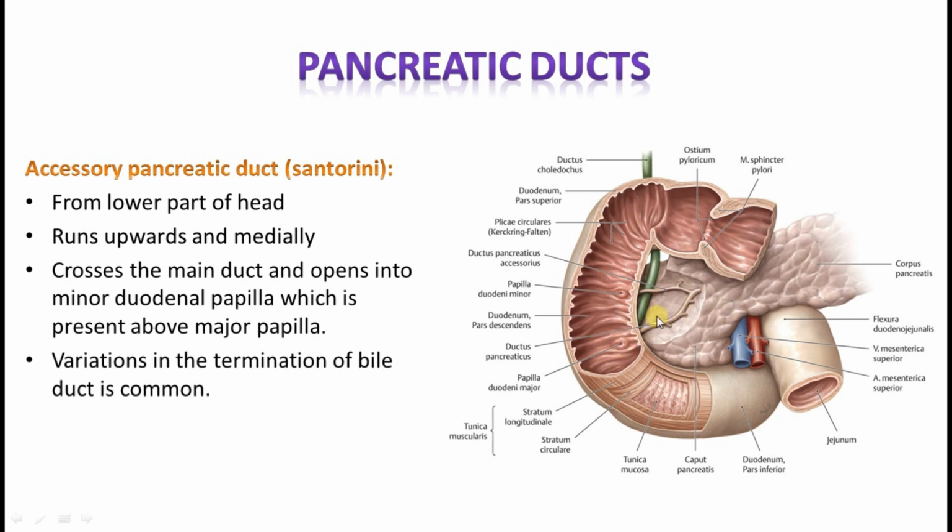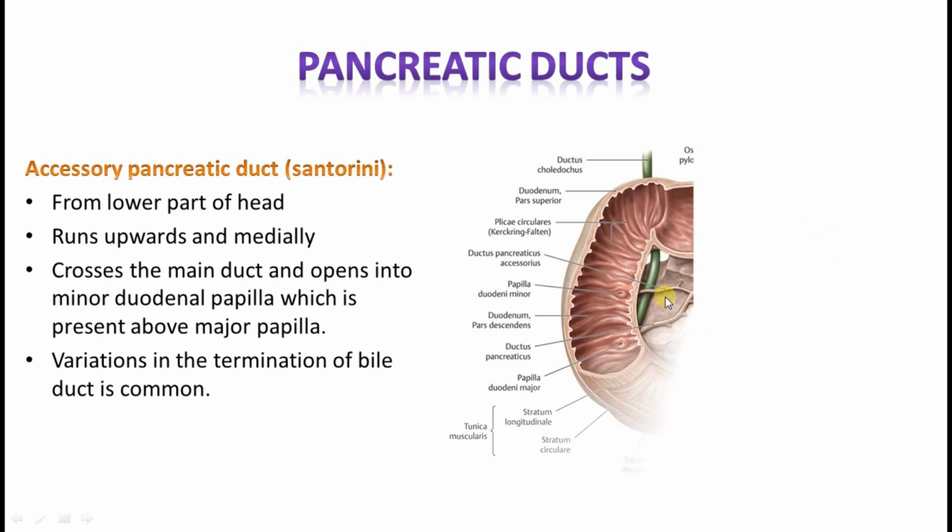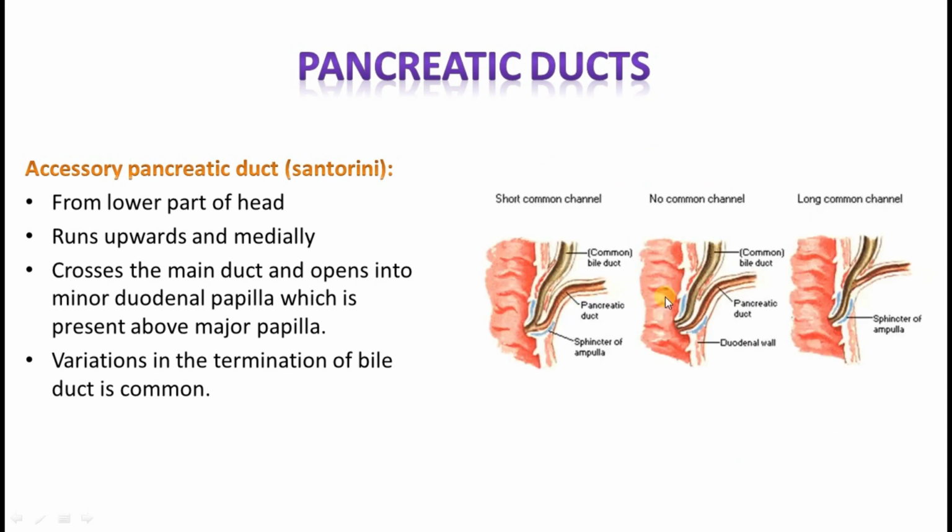So the termination of the bile duct, variations. The termination of the bile duct along with the pancreatic duct in the formation of the hepatopancreatic ampulla is very common. We have already discussed that in the extrahepatic biliary apparatus class, all the variations I have described. So here just 3 types of variations.